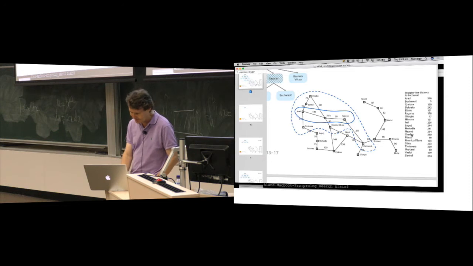Exactly right. So Făgăraș, what's the difference here? So Făgăraș is 178.